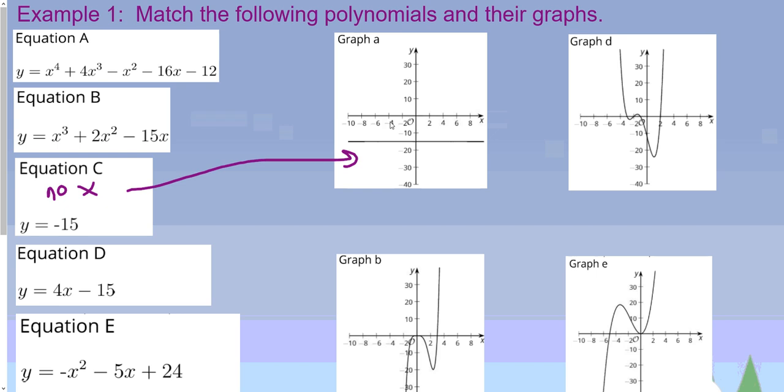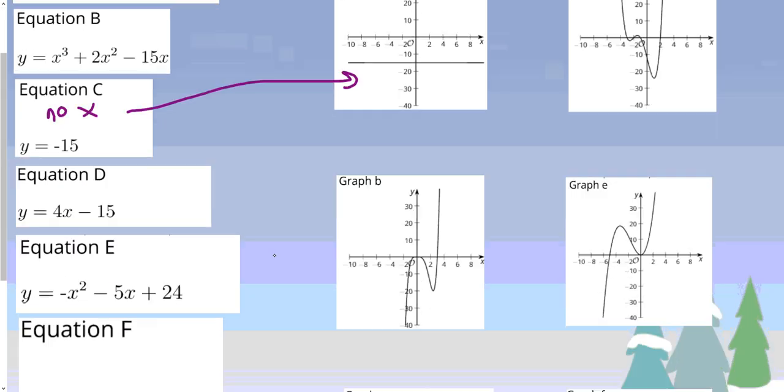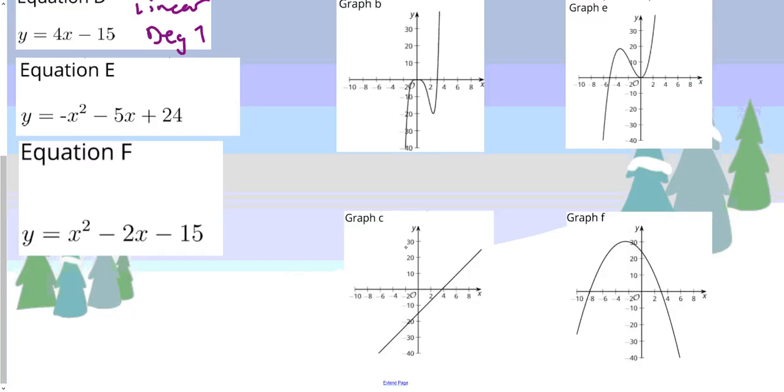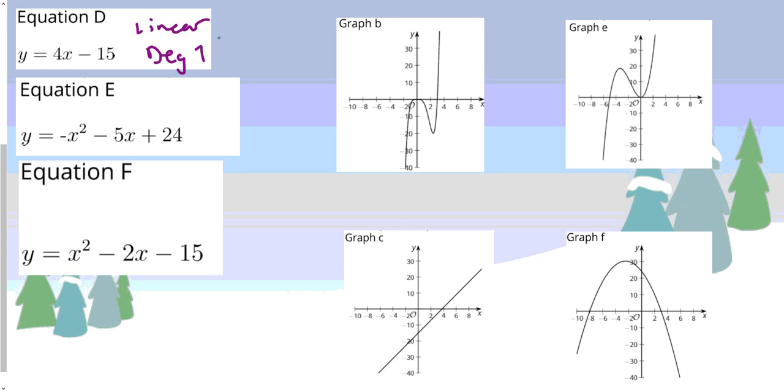And we have that. Okay. Let's match up some of the other ones. What about 4x minus 15? Now, this is linear, x to the first. And we know it's linear because it has a degree of 1. And that's graph C. And just to match, we have a negative 15 for a y-intercept. Certainly matches there. Okay, perfect.